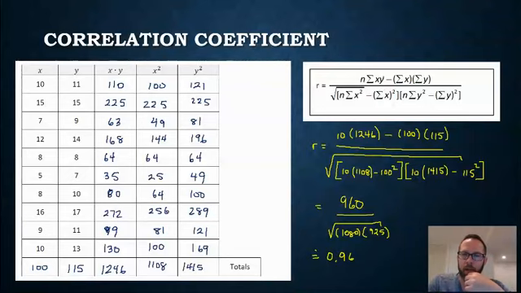So n is 10, and the sum of the x times y, that sum was 1,246, minus, multiply the sum of the x values and the sum of the y values, 100 times 115. On the bottom, you have a big square root, and there's two chunks you have to calculate. You have to calculate the number of data points times the sum of the squares of the x values, which I got to be 1108. And then you subtract the sum of the x values squared. So that was 100 squared.